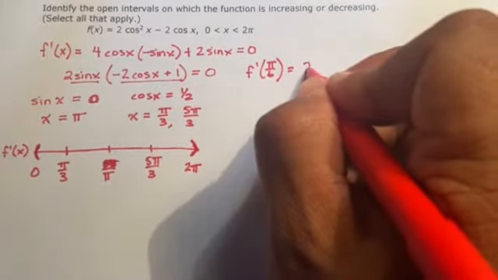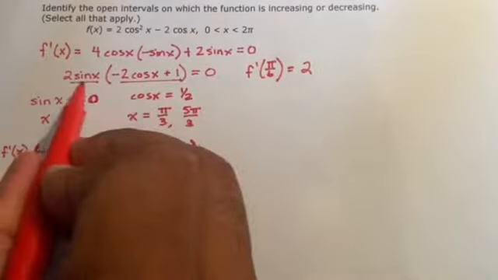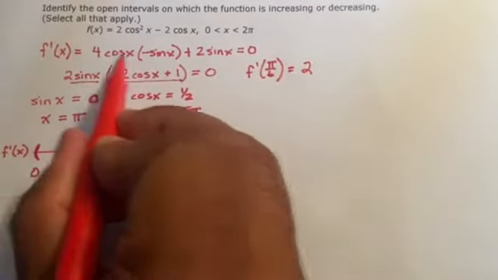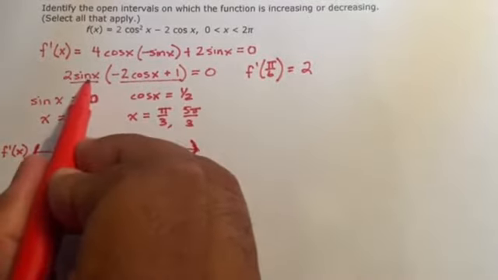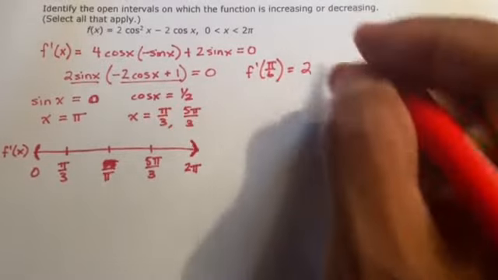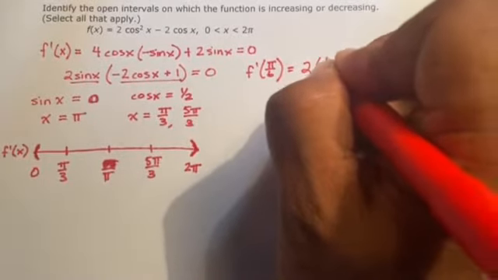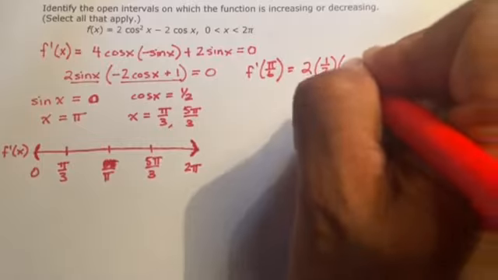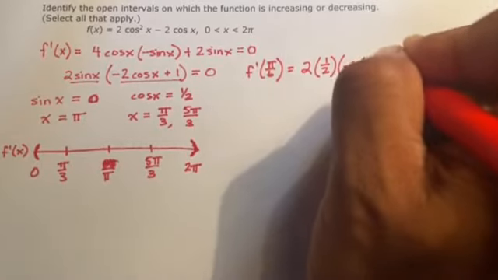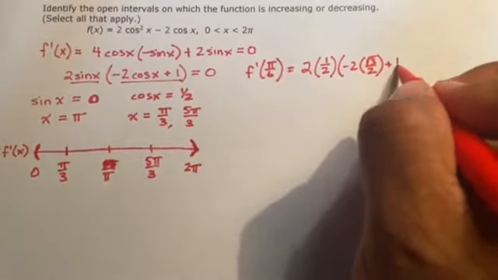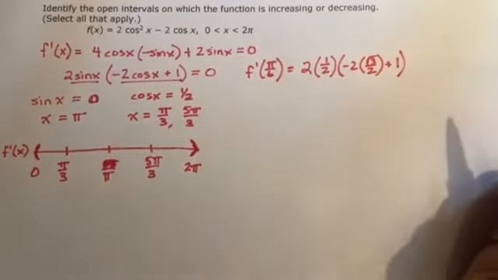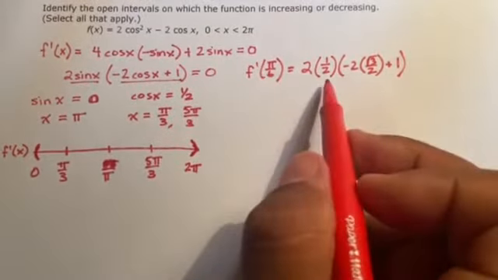So here's 2, right? I'm going to evaluate the derivative here at this step. It's just easier than all this mess up here. So 2 sine x, okay, sine of pi over 6 is 1/2. Right? And then negative 2 cosine of pi over 6, which is square root of 3 over 2. Right? And then plus 1. And I'm just trying to decide if that's positive or negative.